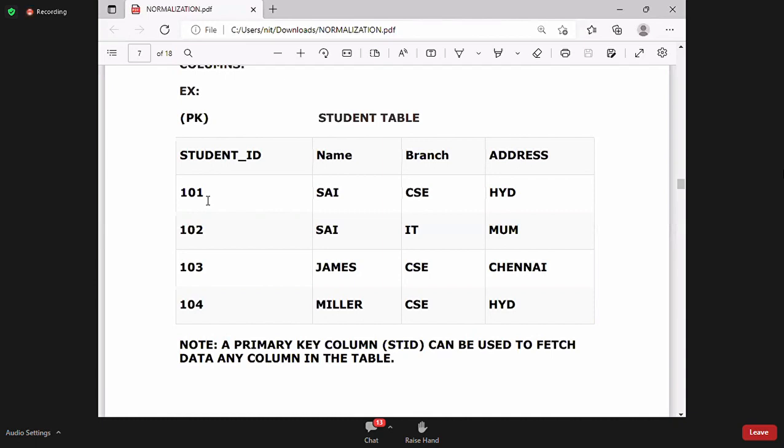In the same way, if I enter an Aadhaar card number, can I get your details? Yes. If I have a PAN card number, can I get your details? Yes. So this is what it is.